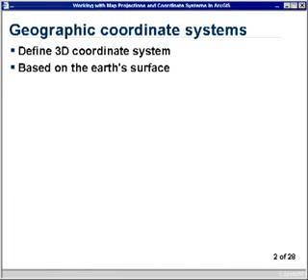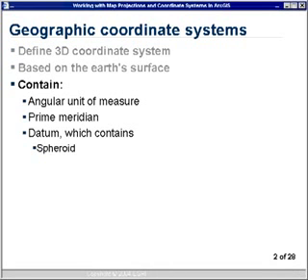So a geographic coordinate system defines a three-dimensional coordinate system that's based on the Earth's surface. The definition contains an angular unit of measure such as degrees, a prime meridian, and the prime meridian defines the origin of the longitude values, and a datum, which in turn contains a spheroid or sphere definition.